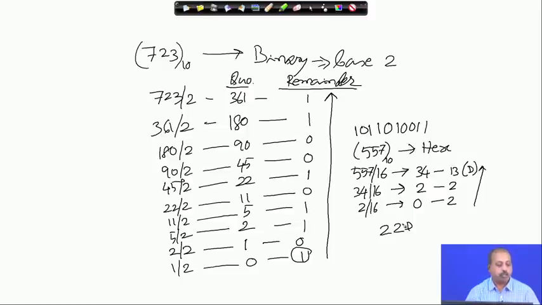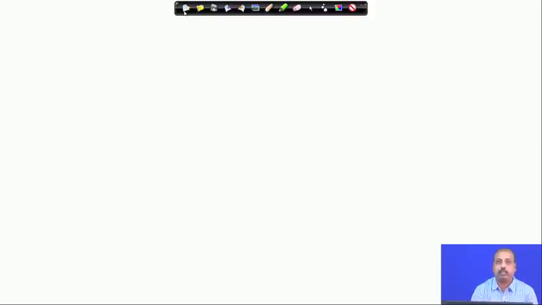We can also convert fractional numbers, that is real numbers. But in a real number, what happens is that there is the integer part of the number, after that you have got a decimal point, and after that you have got the fractional part.